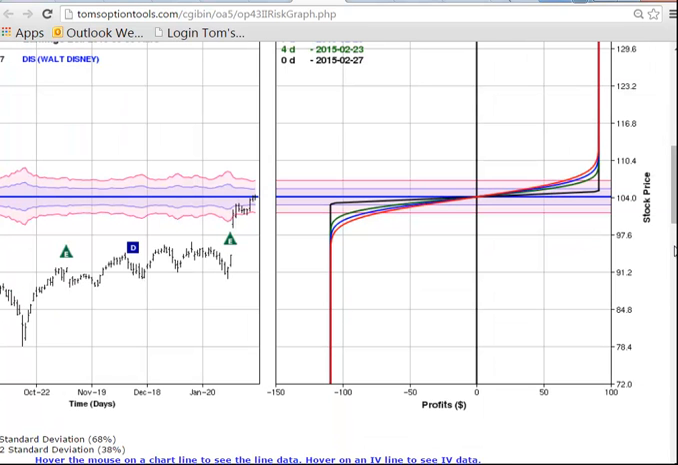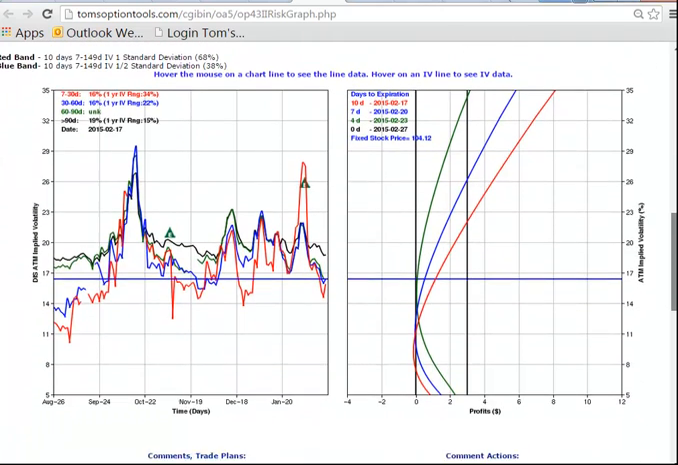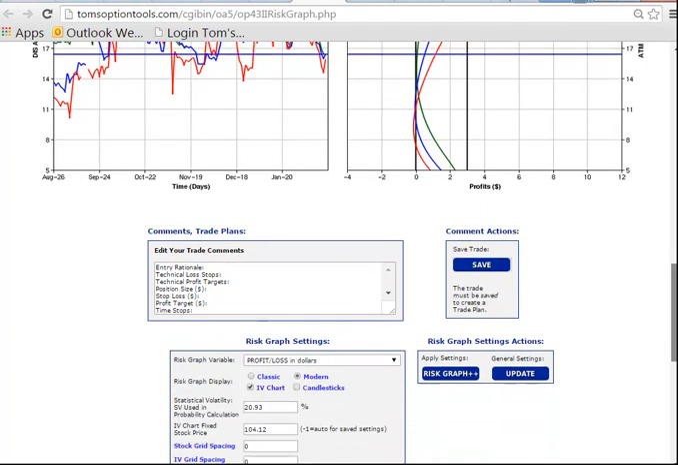And then underneath is the control. Then you have the implied volatility chart. We'll talk about that in another recording.